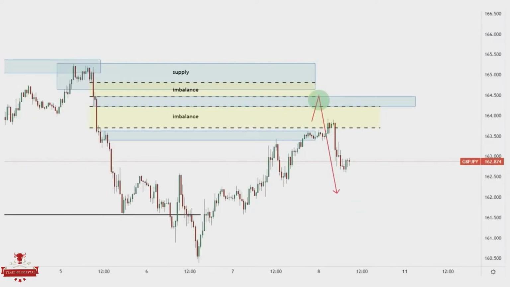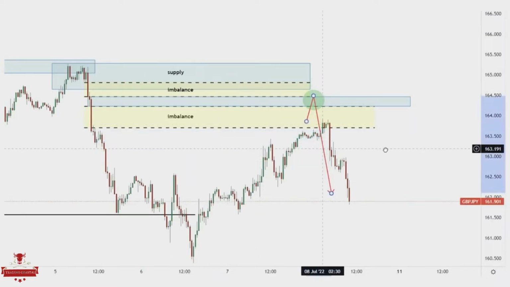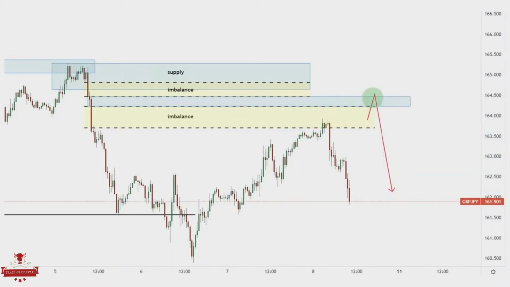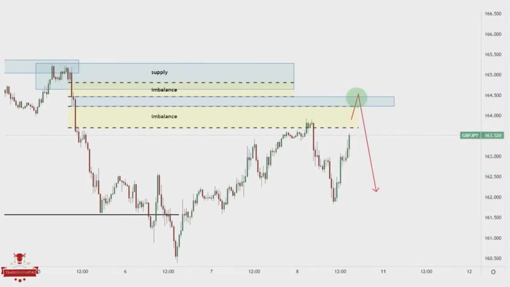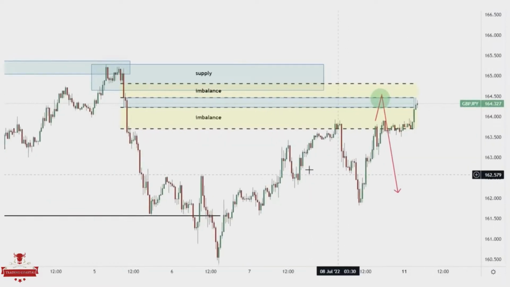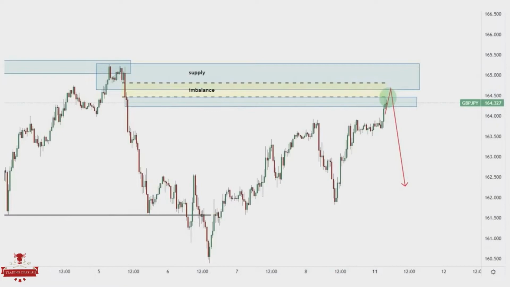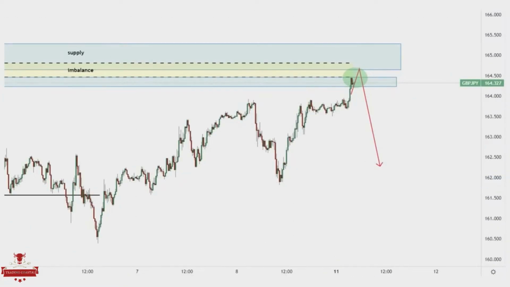Price was close to our entry level but didn't touch it and dropped in the downside direction. Our entry level remains the same. Eventually, price made another push in the upside and finally touched and filled the whole supply zone. We had 2 options here: to enter right away, or wait for rejection and enter at the last supply.